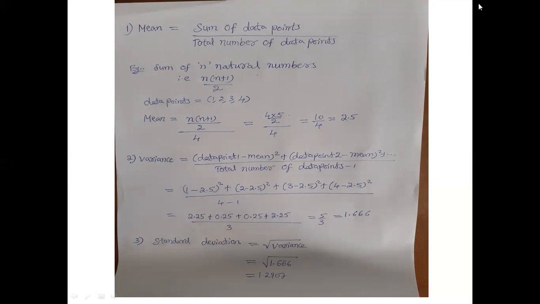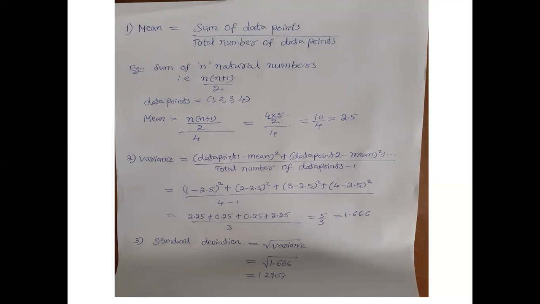And one shortcut is there. If you are finding the sum of n natural numbers, if you can recollect, then the n into n plus 1 by 2 formula applies here. I want to take the data points as 1, 2, 3, 4. So how many data points are there?